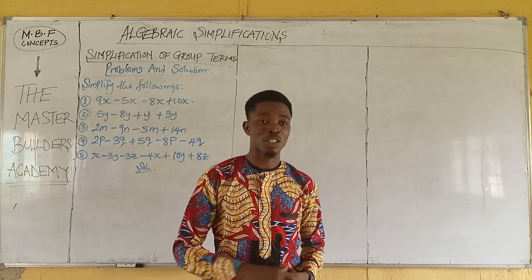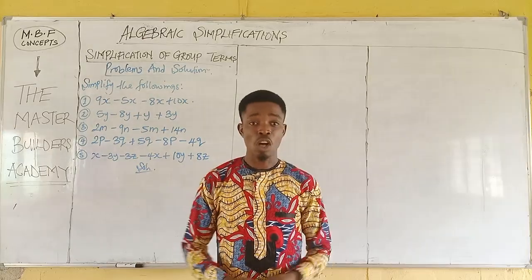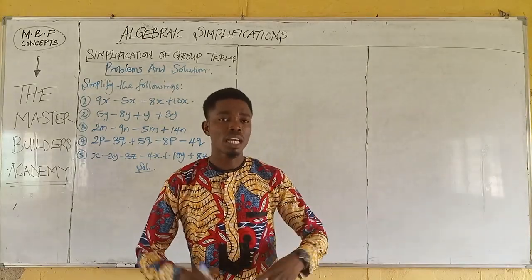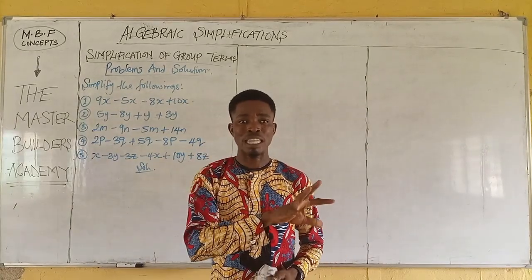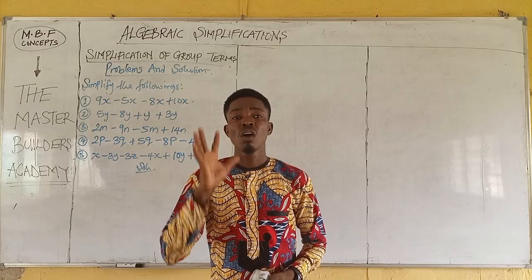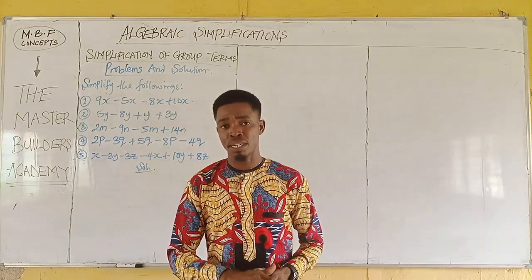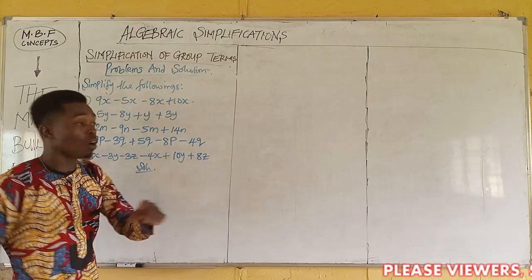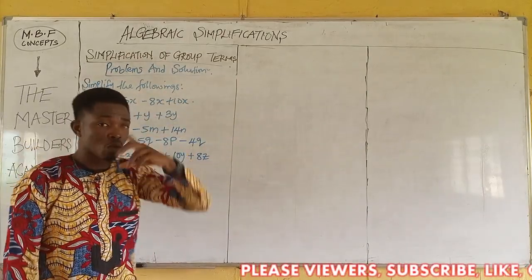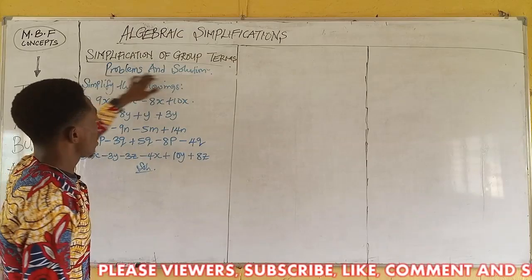Again to another session in our course of discussion. Now guys, we are still looking at algebraic expression. This is part 2 of this tutorial class. Now we want to look at the first aspect of the algebraic expression, which is called simplification of group terms. Guys, we have problems and solutions.